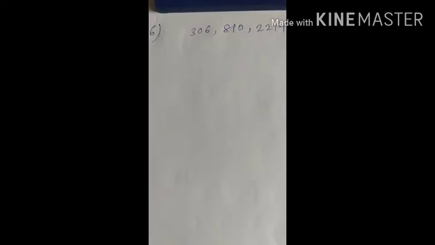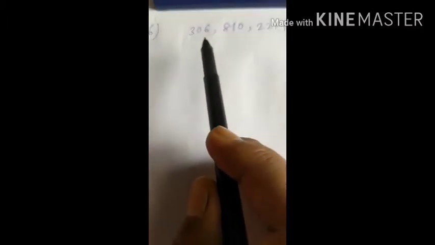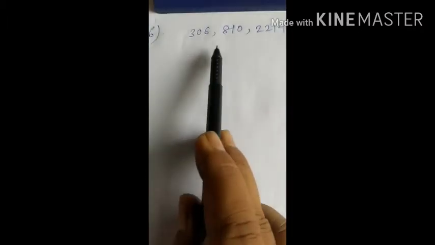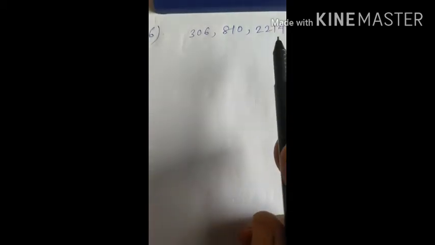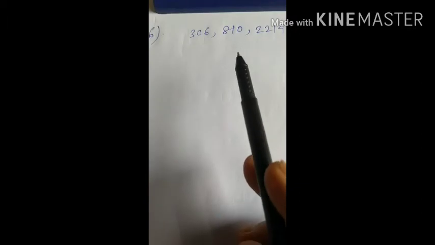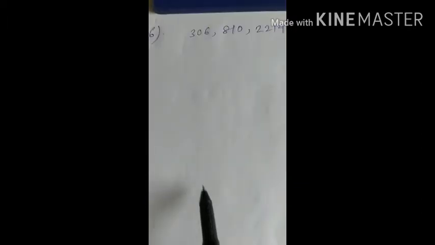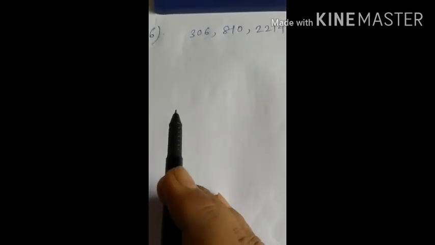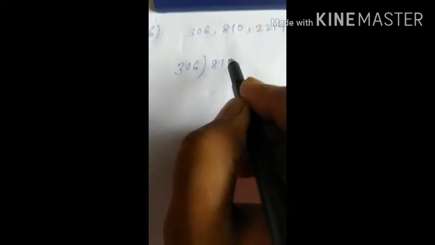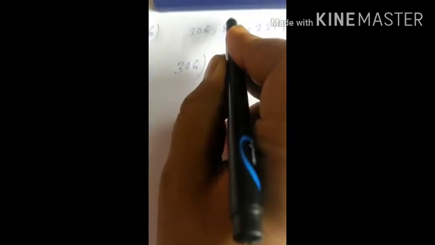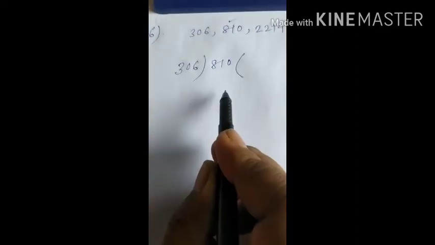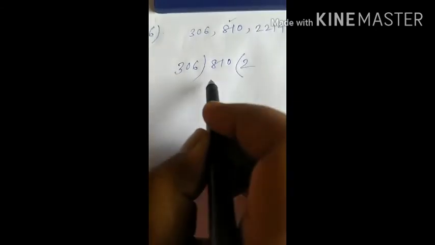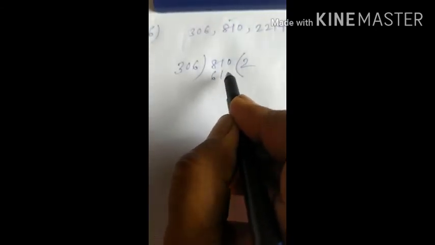Question number 6. Here we have to find out the highest common factor of 306, 810 and 2214, which will leave no remainder. Okay. So we can find out HCF by prime factorization method or long division method. Now here I will show you the long division method. First divide 810 by 306, the second number by the first number.